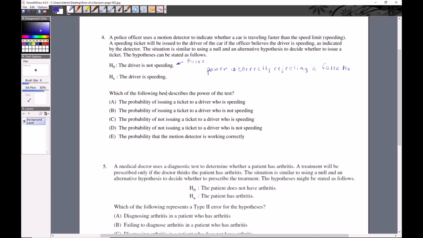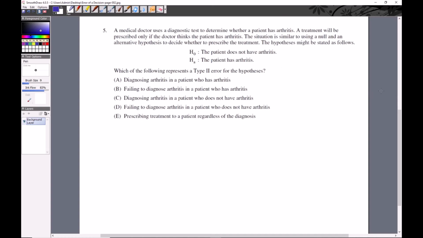So which of the following best describes the power of a test? The probability of issuing a ticket to a driver who is speeding. That was exactly what I said, maybe in a slightly different order. So if this is false, then we should correctly determine that this is true. And if it is true, then we should issue a ticket, or the policeman should. Or if we're the police, we should do it. So write this out, do the reasoning, do a little doodling. It certainly can help. Here's the last one.